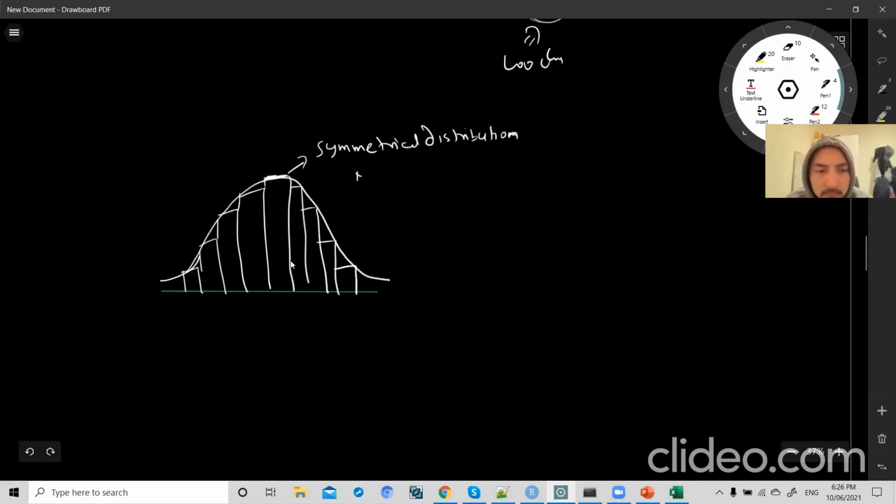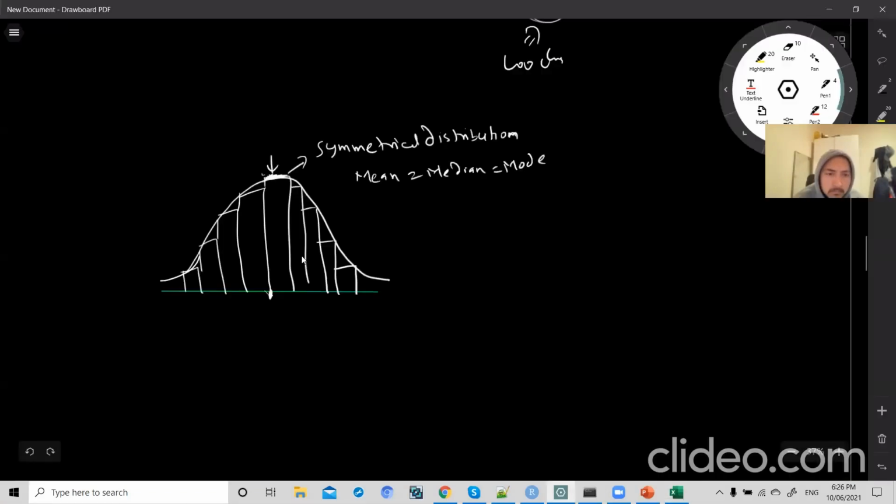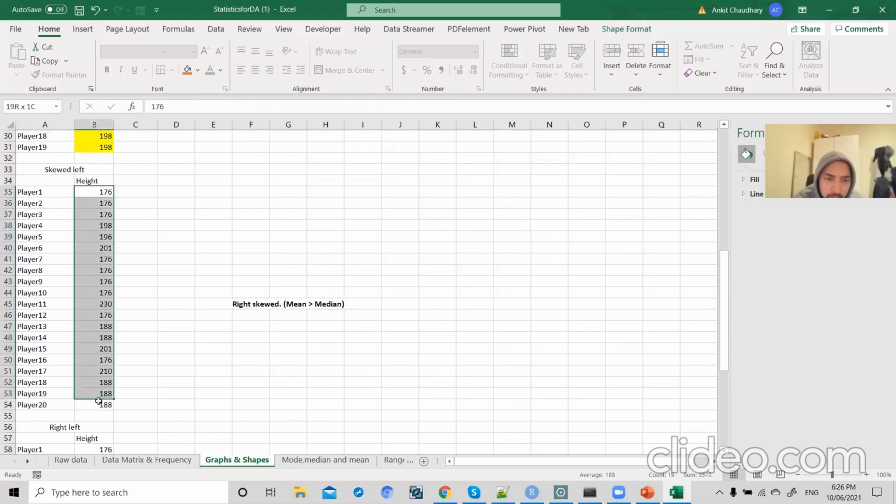We say this is a symmetrical distribution where the mean equals the median equals the mode. So what is the mode? Mode is the highest point, right? Here the highest point is in the middle, and your mean is also at this point. The highest point is near about 203. So in that case, your mean, median and mode are equal, and that is symmetrical. So this histogram is symmetrical, right? Likewise, if we draw a histogram of this data.